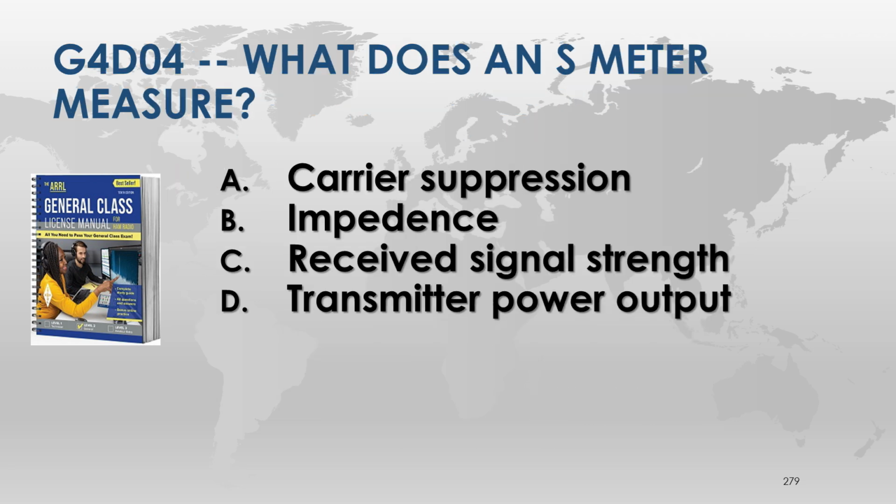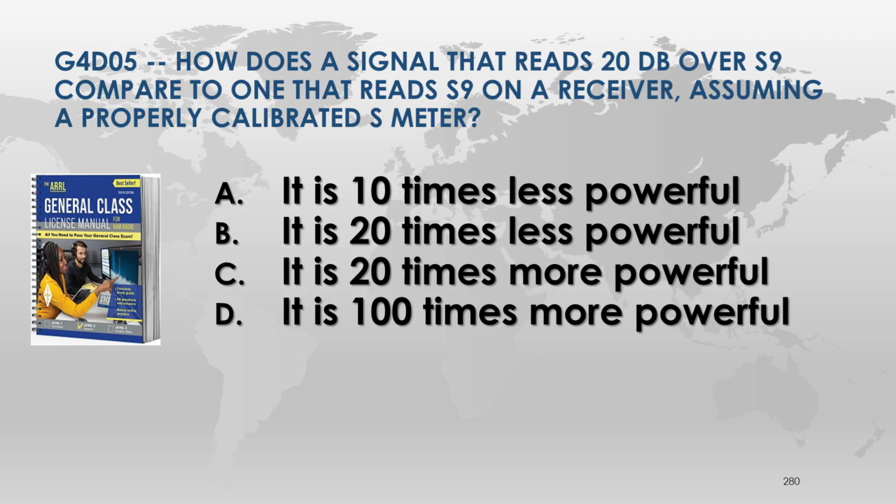Alpha. You're right. What does an S meter measure? Charlie. I see two heads shaking at least, so it is Charlie. Received signal strength is the S meter. Yep. Now you gotta use math. How does a signal that reads 20 decibels over S9 compare to one that reads S9 on a receiver, assuming a properly calibrated S meter, which you will not have?